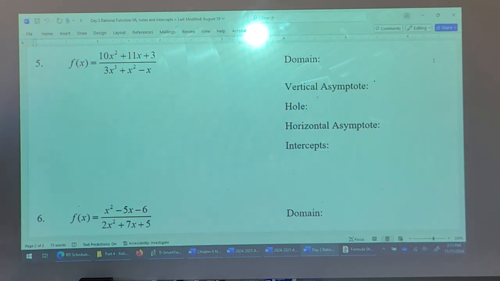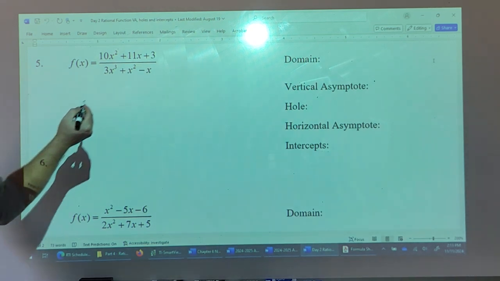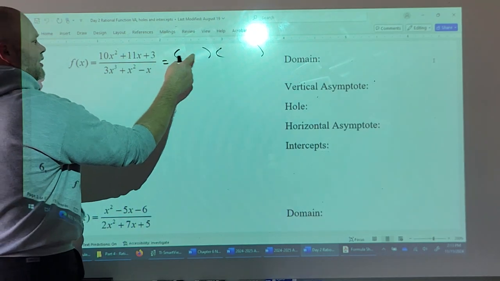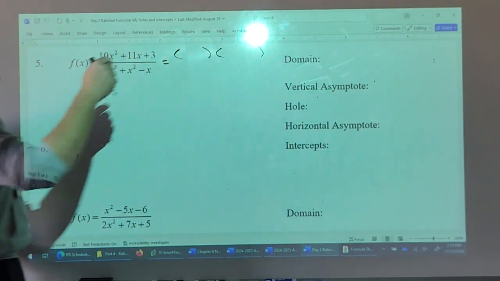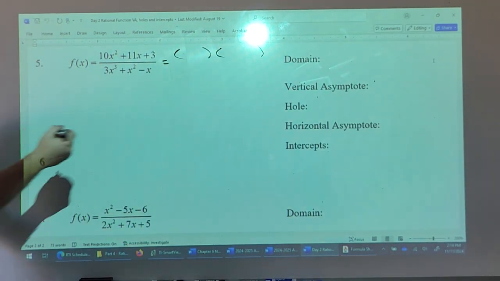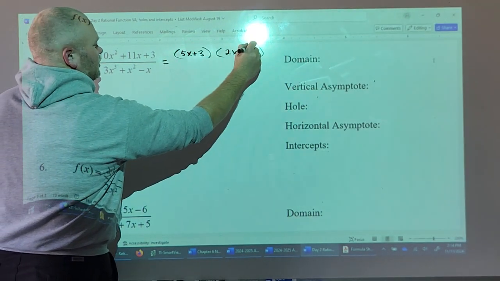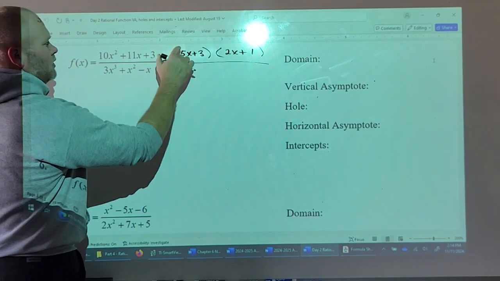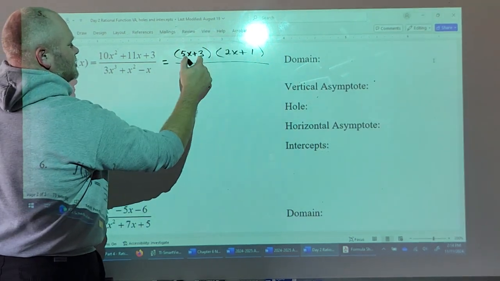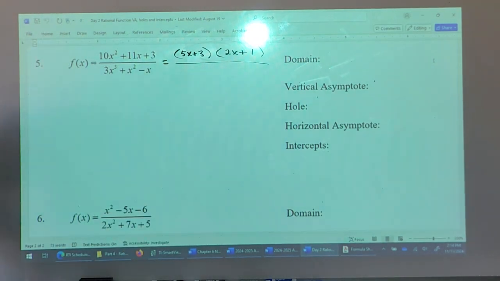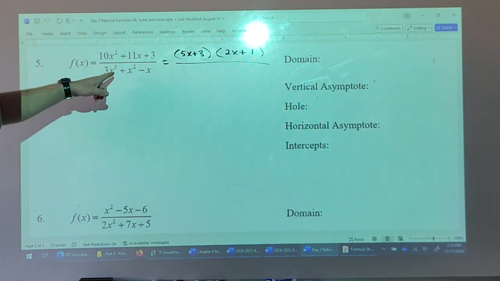All right, this one. First, let's see if we can factor it. The top one to factor might take you a little bit of time if you're not as familiar with the guess and check method, because this could be 10x and x, it could be 5x and 2x, you'd have to try some things. It ends up factoring into 5x plus 3 and 2x plus 1. So you get 10x squared plus 5x plus 6x, that's the 11x, and then the plus 3.